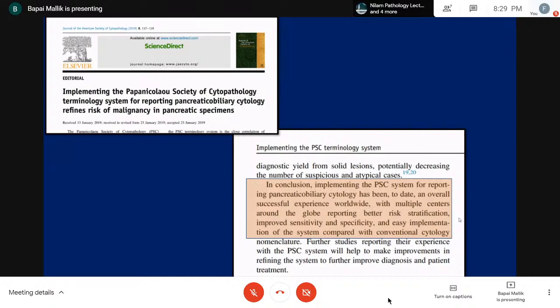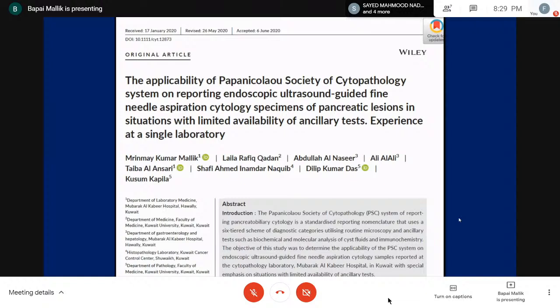In order to take a look at that, we looked at our material and the applicability of the Papanicolaou Society of Cytopathology system for reporting endoscopic ultrasound guided fine needle aspiration cytology specimens of pancreatic lesions in situations with limited availability of ancillary tests. It doesn't mean that there is limited availability. There are situations where you couldn't do ancillary tests or ancillary tests were not done. Under those circumstances, how can you use the system? So if you want, you can take a look at this article. This was published in January 2020 in Cytopathology.